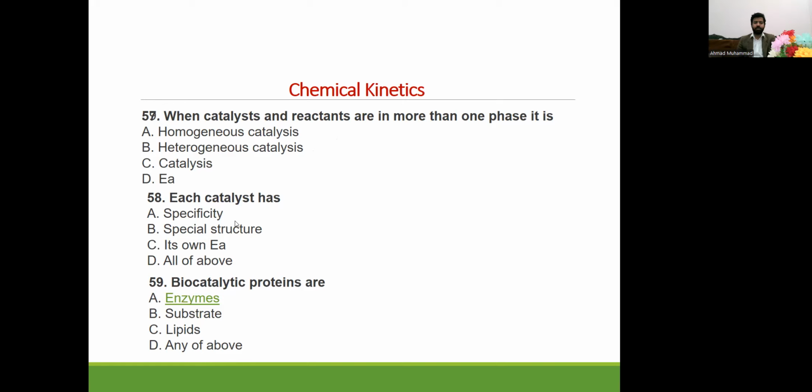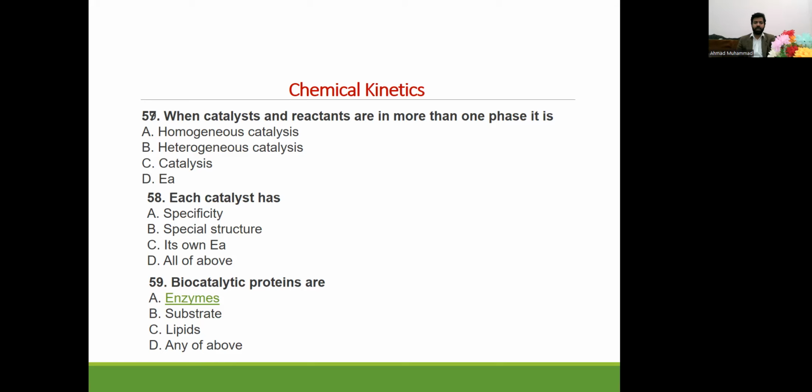Each catalyst has specific spatial structure, its own activation energy, all of the above. So the right option is also D, all of the above: specificity, spatial structure, and its own activation energy. Each catalyst has its own specificity and spatial structure, and it has its own activation energy. So if we talk about question number 59, the biocatalyst protein are enzyme, substrate, lipid, any of the above. So the right option is A, enzyme. Enzyme is the right option.